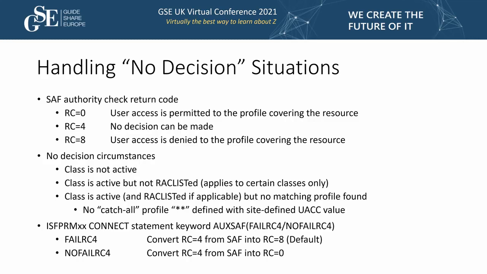Okay. So what we do now in 2.5 is we will obey your directive that you specify in ISFPRMxx, and there's a keyword there called AUTH SAF. Possible settings are FAIL RC4 or NOFAIL RC4. So if you've got FAIL RC4, we will treat any return code 4 from SAF as denied, and if you have NOFAIL RC4, we will treat any no decisions as allowed. Okay. So NOFAIL RC4 can be quite a handy tool to use if you're doing migrations.